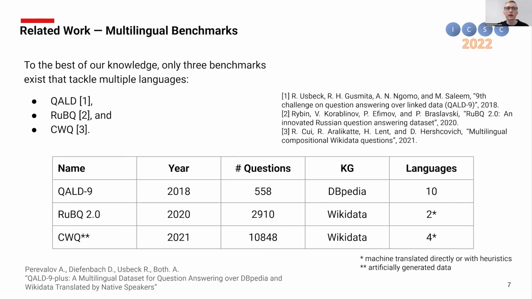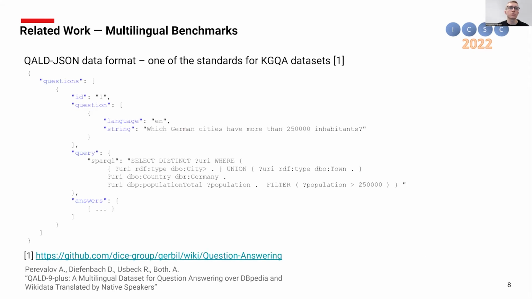However, QALD-9 is also not perfect. In our preliminary research, we observed that the multilingual representations are not of good quality, and that's why we decided to improve this dataset in our work. The QALD dataset also has a very flexible and convenient data format. It became a standard for KGQA datasets, and we are also continuing to use this format in our work.